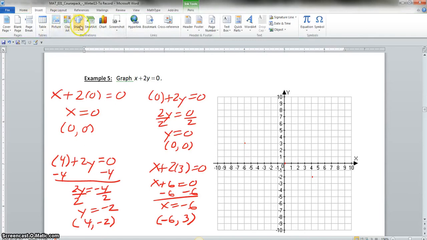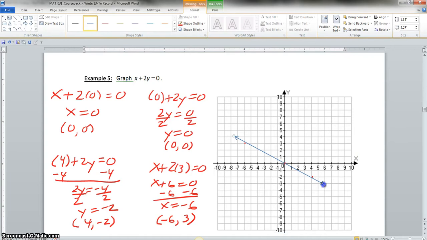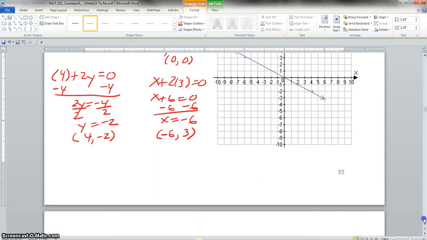So we go to insert, get our shape, get our line here. We can start here from the back. I need to adjust this line just a little bit, just slightly, as if it'll let me. Won't let me adjust it all the way, but yes, this is supposed to go through all of the points to form a straight line. So now we're done with that problem.